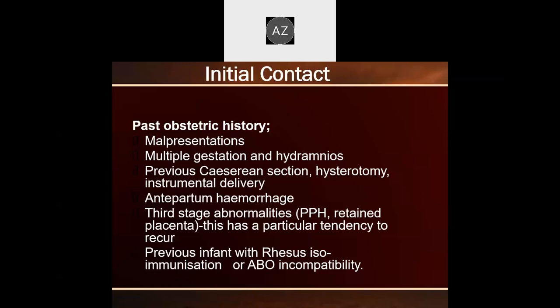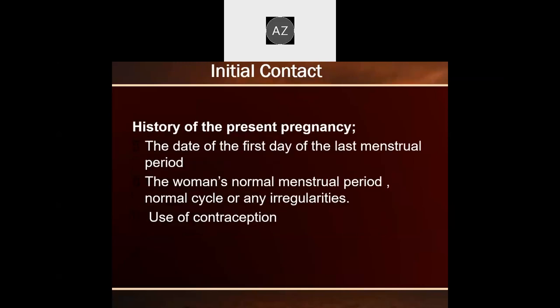The third stage of labor, we're going to do labor, and you're going to realize this is from the time the baby is out to the time the placenta is out. So you can actually have postpartum hemorrhages, retained placentas, and this has a particular tendency to recur. Previous infant with rhesus isoimmunization. This one is also key.